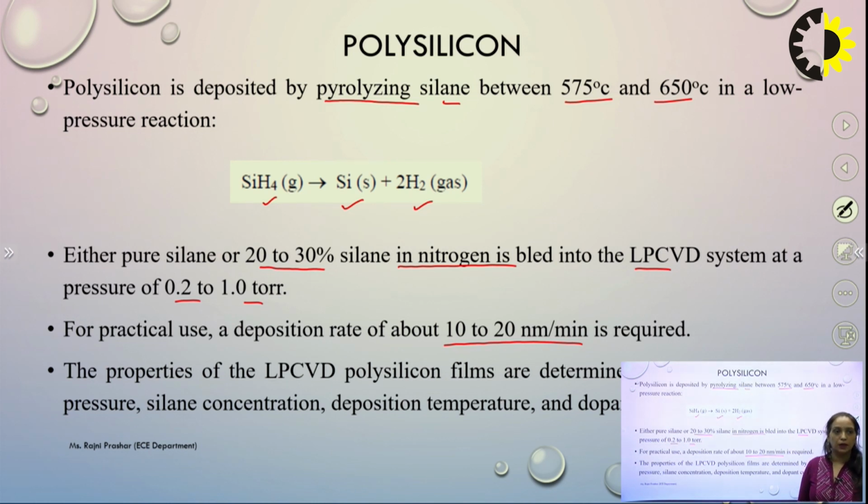nanometer per minute, and the properties of these LPCVD polysilicon films are determined by the deposition process pressure. At what pressure we deposit the polysilicon, how much the silane concentration is, and how much nitrogen is blended in. All these factors affect the properties of the deposited polysilicon. The next parameters are the deposition temperature and the dopant content.